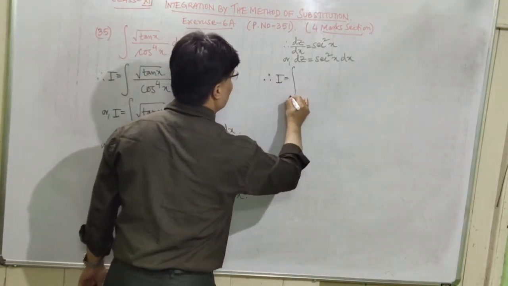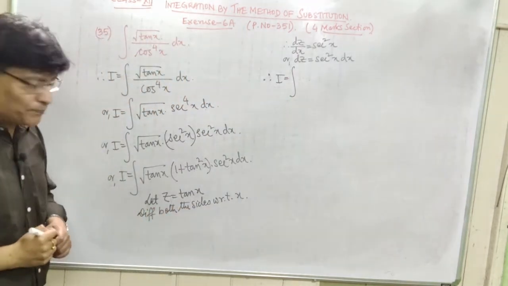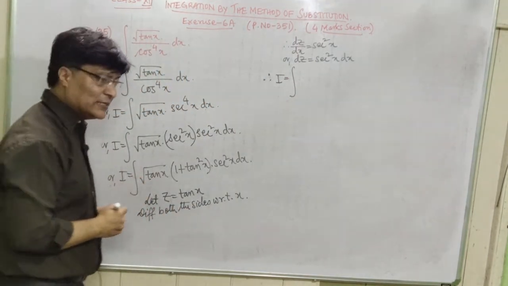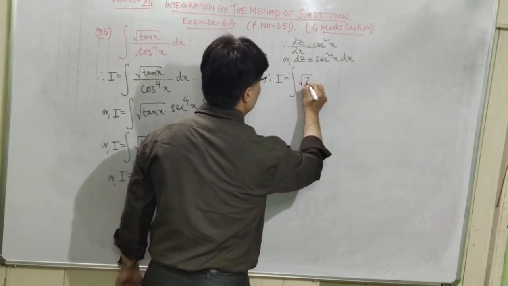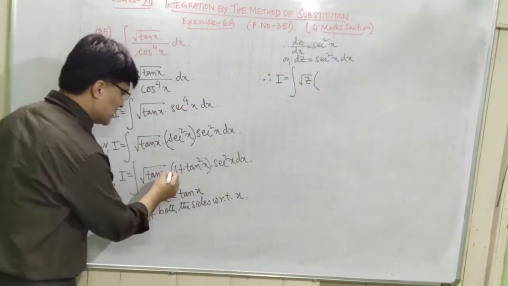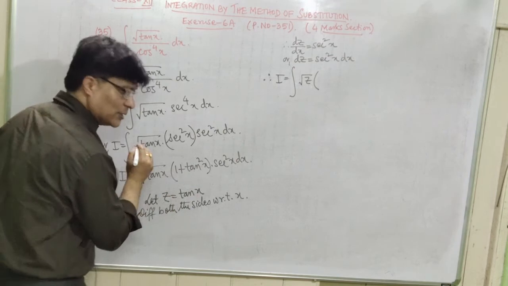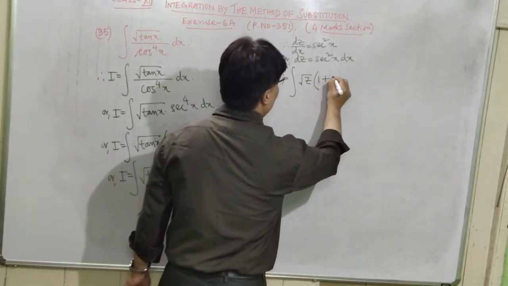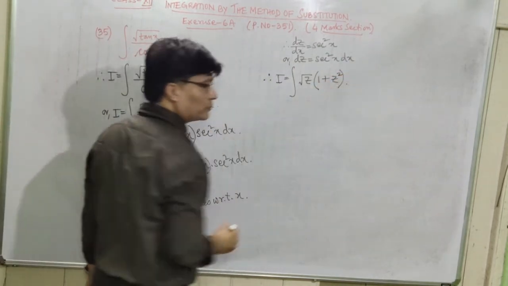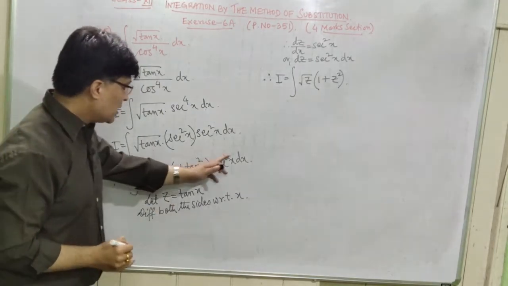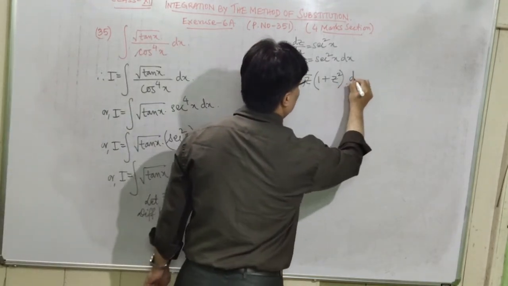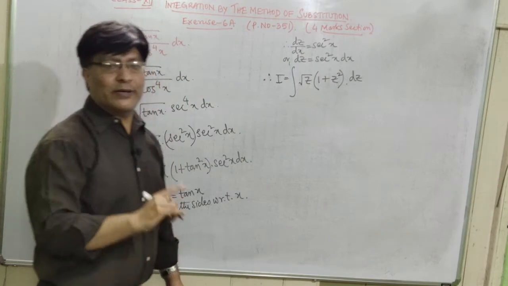So I is equal to integration of root over z, isn't it? So this is root over z within bracket 1 plus, what is tan square x? It is z square. It is 1 plus z square, into, what is sec square x dx? It is dz. Now you can multiply them.